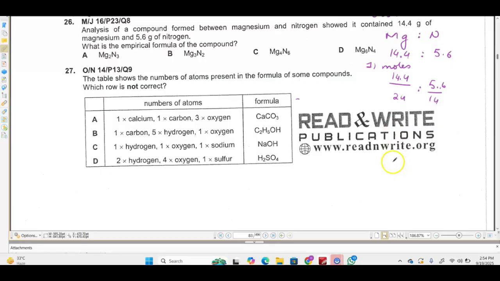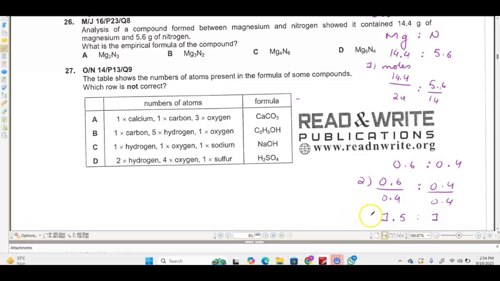So the answer that we get is 0.6 and 0.4. So the second step is dividing these two by the smaller one. So 0.4 is smaller, so 0.6 is divided by 0.4 and 0.4 is divided by 0.4 as well. This gives us an answer of 1.5 and this gives us an answer of 1.